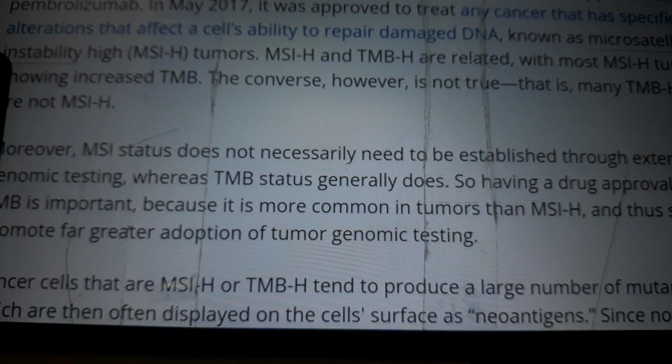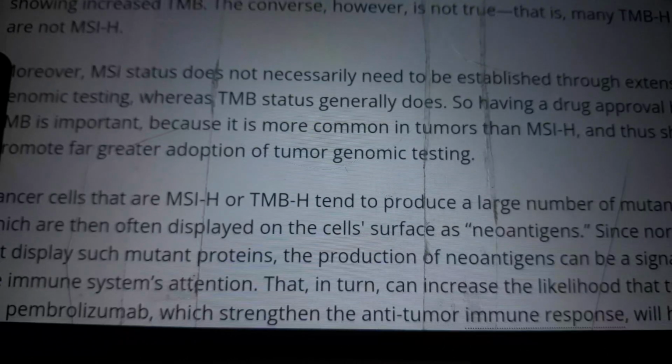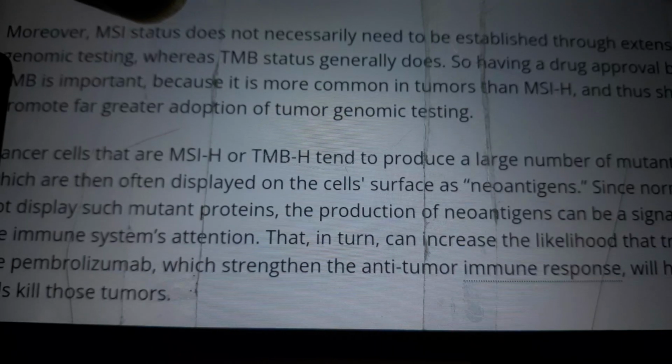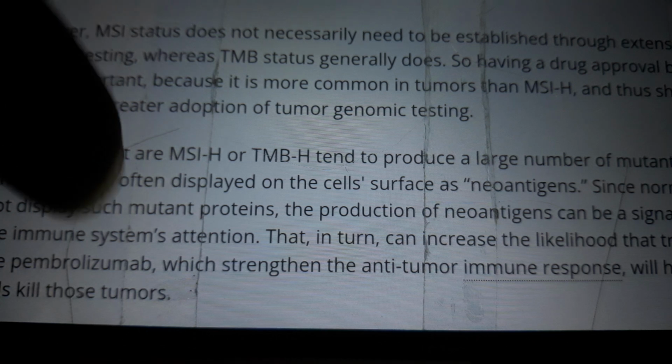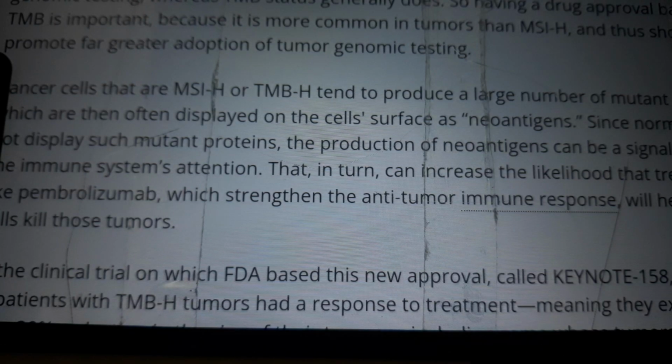Microsatellite instability high MSI-H and TMB-H are related, with most MSI-H tumors also showing increased TMB-H. The converse, however, is not true. That is, many TMB-H tumors are not MSI-H. Moreover, MSI status does not necessarily need to be established through extensive tumor genomic testing, whereas TMB-H status generally does. So having a drug approval based on TMB is important because it is more common in tumors than MSI-H.